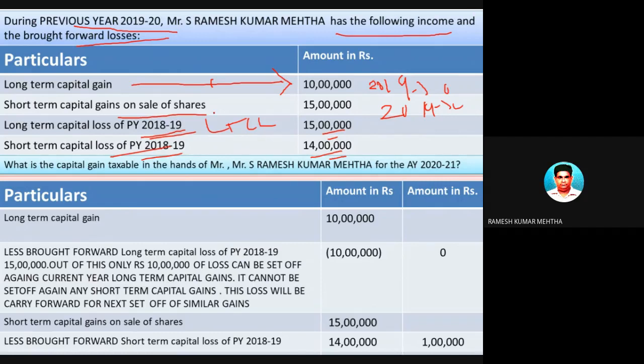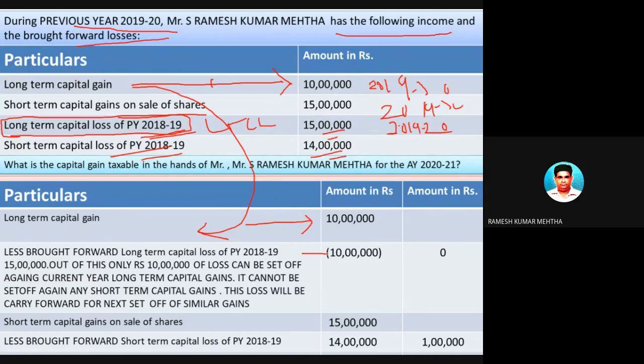So first is long-term capital gain. The long-term capital gain is 10 lakh rupees. So this is okay. Now let's talk about the third one, which is the long-term capital loss of the previous year, which could not be set off. It could not be set off, so this is carried forward to the current year 2019-20.